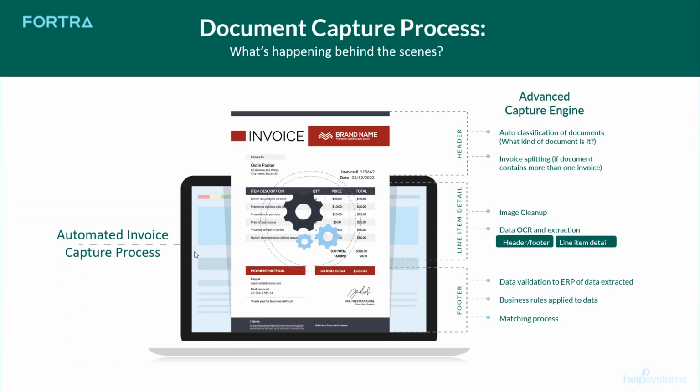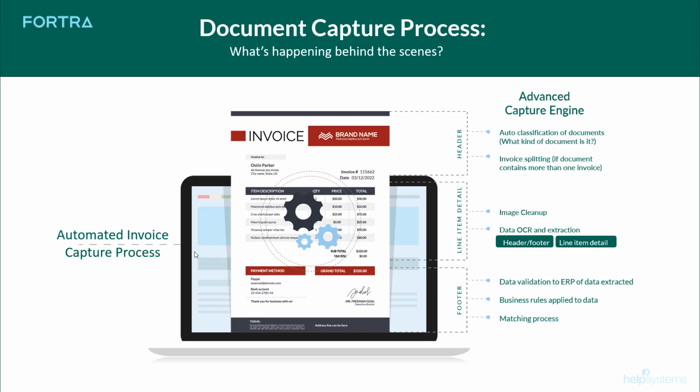So the first thing it's doing is auto classification. It's reading the document and saying, what kind of document is this? Is it an invoice? Is it a PO? And in this case, it's going to look at it and say, hey, it's an invoice, or these are invoices, and then process it. And it's going to say, is there multiple? Is it single? How many are there inside of this process? And then split them up if need be and process them as individual documents.